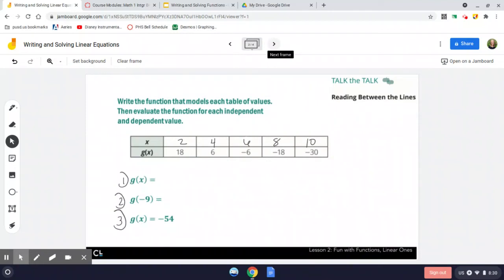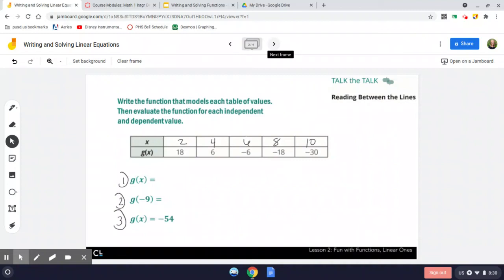Okay. So on this next one, it's the same thing. Write the function that models each table of values. So we're writing an equation. Write the function, write an equation. Okay. Then evaluate, solve the function for each independent x and dependent y. Okay. But wait a second. Why does this say g of x? I thought it was supposed to be f of x. Do we always have to use an f? No. You could use G, you could use T, you could use Q. Okay? You could use any variable you want to.